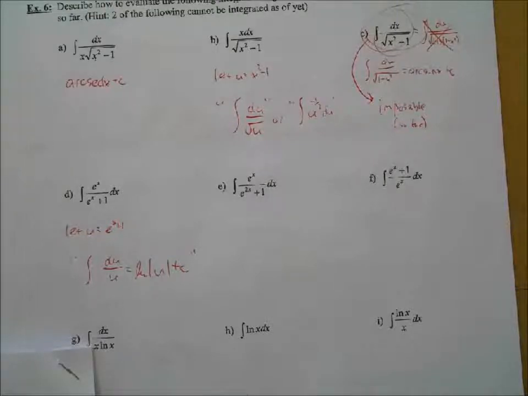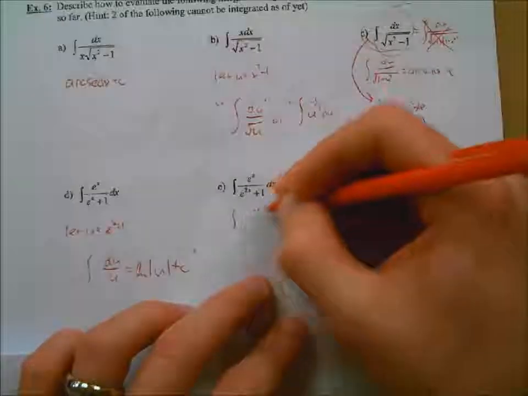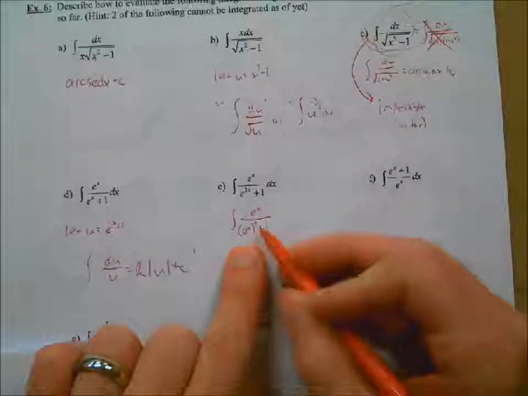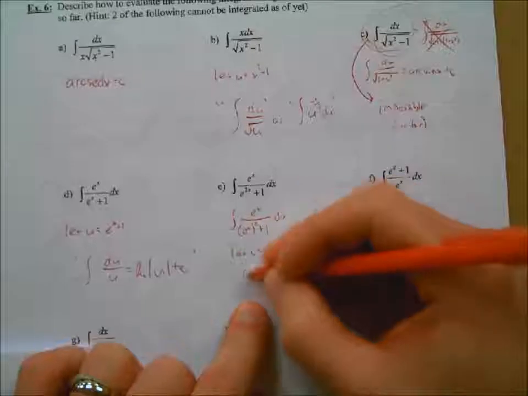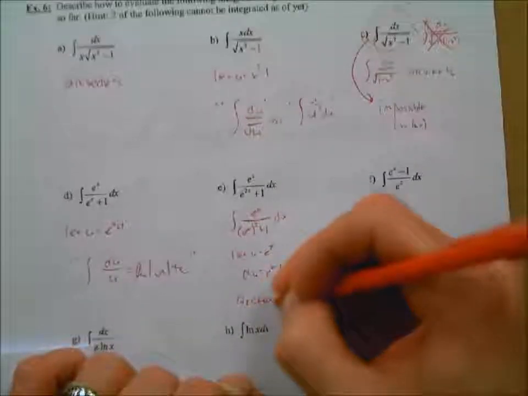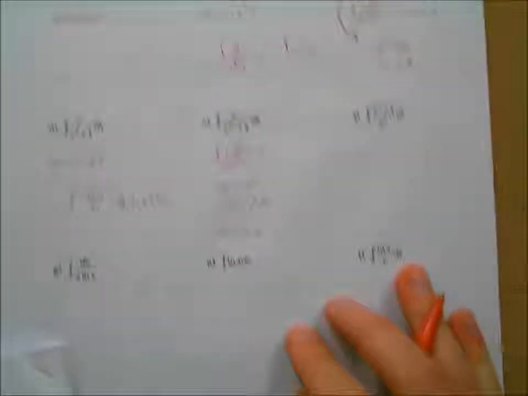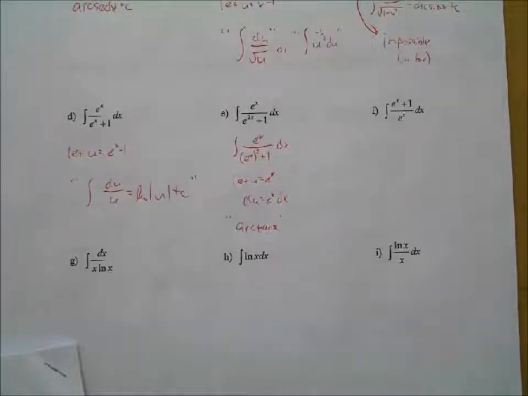Yes, it is arctangent. So again, if I rewrite this a little bit carefully here, we have e to the x over e to the x squared plus 1. So there's our function squared plus 1 dx. So we're going to let u equal e to the x, or du is e to the x dx. This is, in fact, an arctangent of x. Okay, for that one. All right. How about letter F? Can we integrate this one?